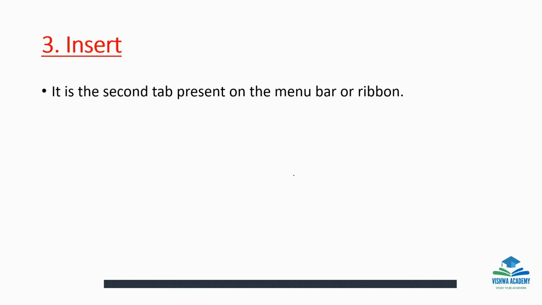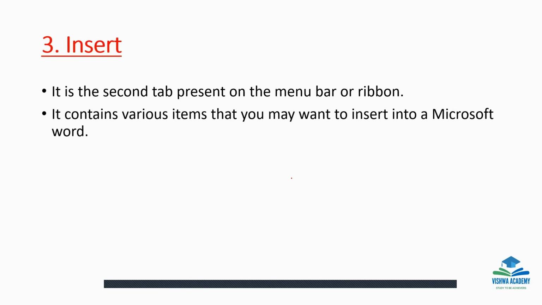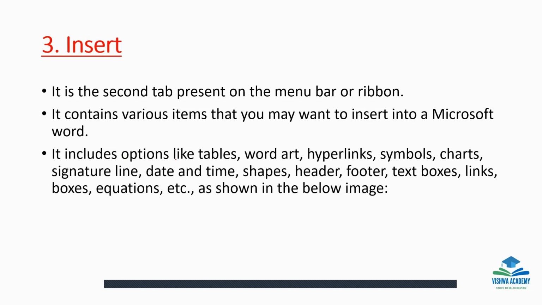Now, insert. It is the second tab present on the menu bar or ribbon after home. It contains various items that you may want to insert into Microsoft Word. From there, you can insert any clipboard, any icon, any image into your document, everything. It includes options like table, word art, hyperlinks, symbols, charts, signature line, date and time, header, footer, text boxes, links, equation, etc., as shown in the image below. I'm going to show you an image which tells what the insert tab contains.